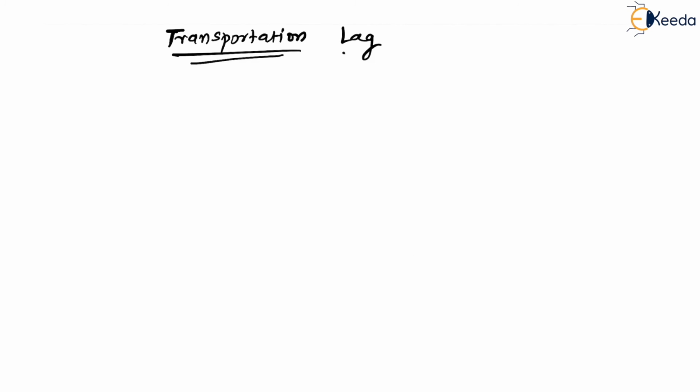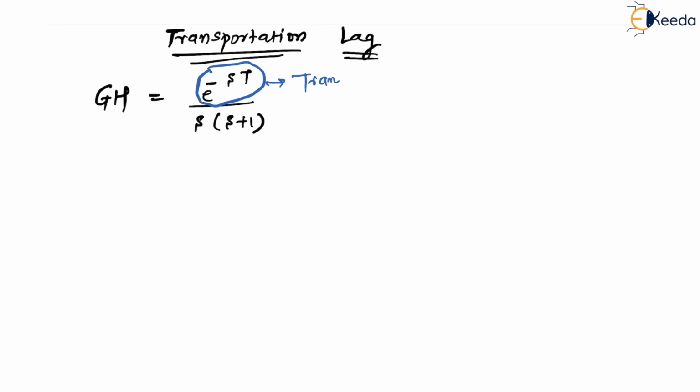Now let us consider a special case of transportation lag. What is transportation lag? I will explain. Let me consider an example directly. Let me consider GH equal to e to the power minus sT upon s into s plus 1. Let us take this example so that you will understand it better. If you see the numerator, this e to the power minus sT is nothing but the transportation lag. This is called a transportation lag.